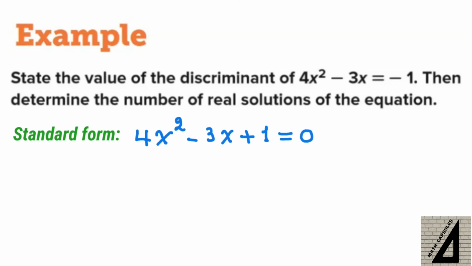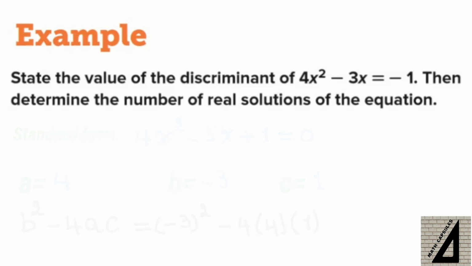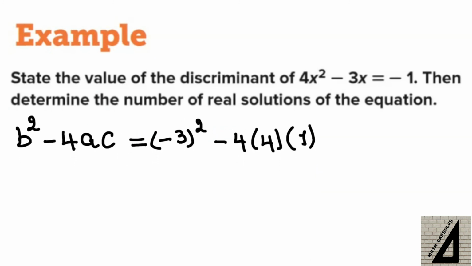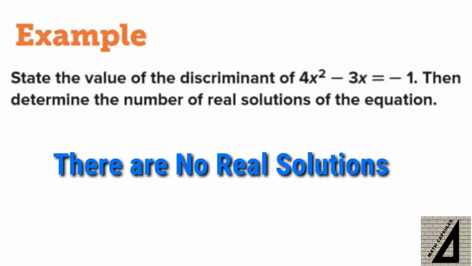Second is to find out what is a, b, and c of this equation. After that, find the value of the discriminant, which is b squared minus 4ac. This is equal to 9 minus 16 equals negative 7, which is a negative number, which means there are no real solutions to this equation.